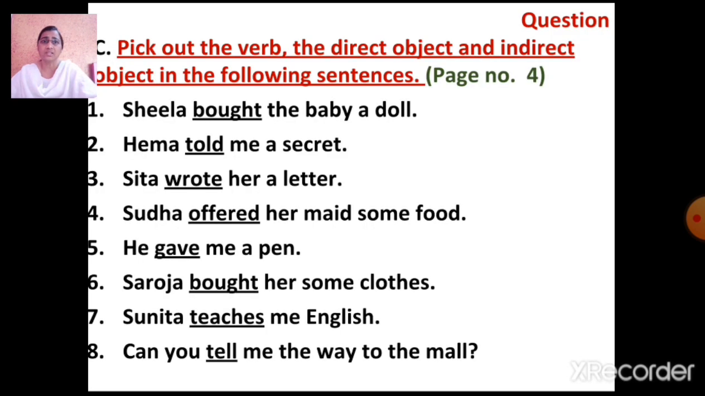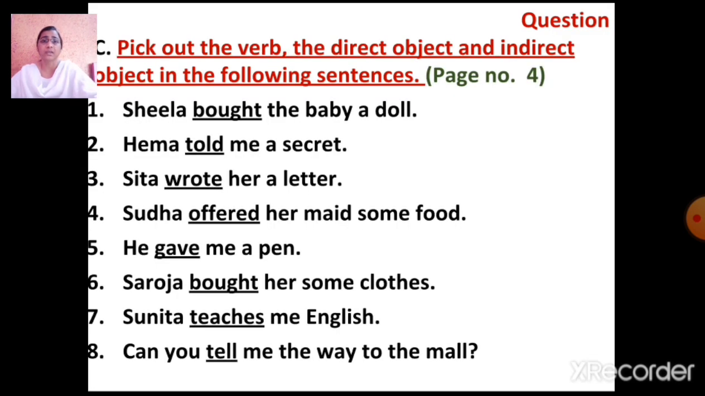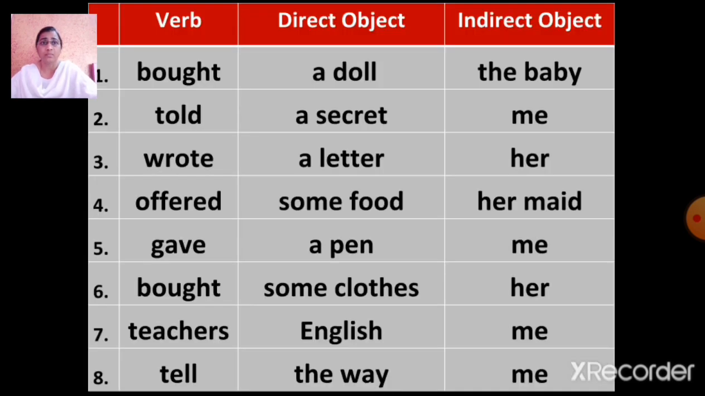Then the next one is Sunita teaches me English. Now here the verb is teaches. Now ask question, teaches what? English. So English is direct object. Then ask question, for whom? Me. So me is indirect object. Alright. Then let's move ahead. Can you tell me the way to the mall? Now here tell is the verb, the direct object is the way and the indirect object is me.